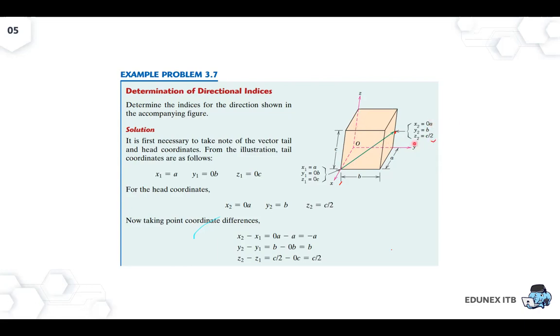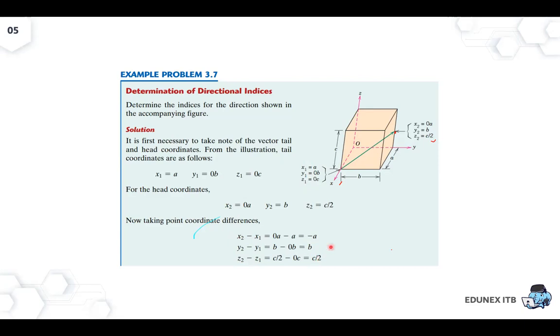Okay. With that, you can also find the initial point, where x1 is a, and y1 is 0 multiplied by b, because the reference with the y-axis is here at 0, and z1 is also 0 with respect to the z-axis. Once you have that, you get the tail coordinates and the head coordinates. The next step is to find x2 minus x1, y2 minus y1, and z2 minus z1, and here, for example, minus a, b, and c over 2.